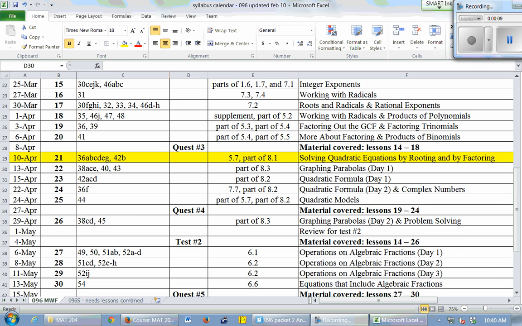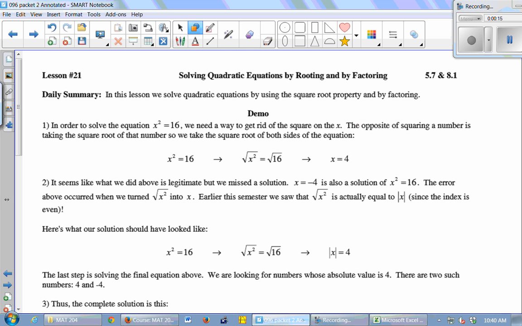Today we're going to talk about solving quadratic equations, and we're going to learn two methods for how to do that. So our first method is the square root property. Second method is going to be by factoring. So we'll start with the square root property.